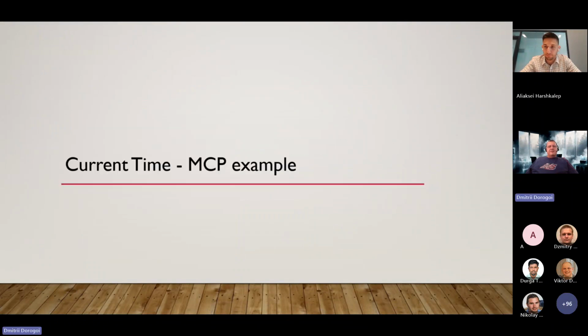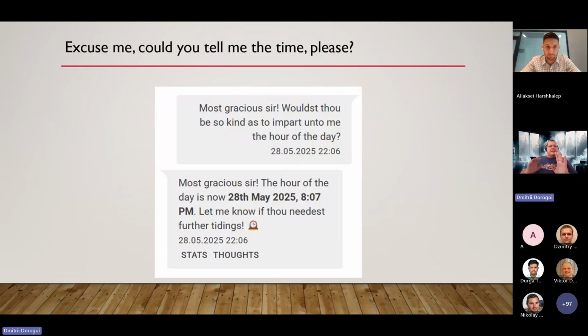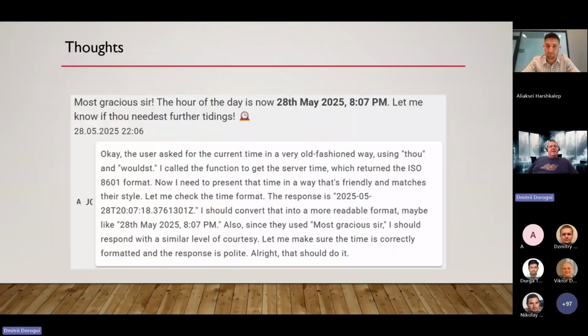So let's check an example. This is an example of a dialog with a local model which knows the time. I especially put the English in a very old style, so it will be interesting for you to read. So how does it work? Of course, the model answers with the current time. And how does it work? It works like this.